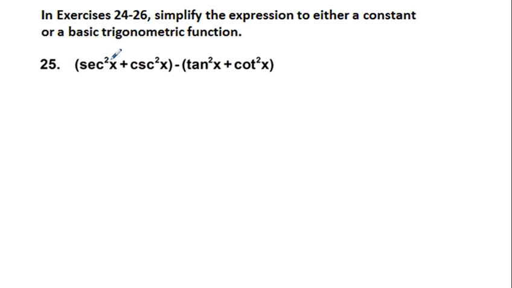And here we have secant squared theta plus cosecant squared theta minus the quantity tangent squared theta plus cotangent squared theta. We see these squared things here. It should give us a clue that we might be able to use our Pythagorean identities, the first of which we're going to look at here is 1 plus tangent squared theta equals secant squared theta.